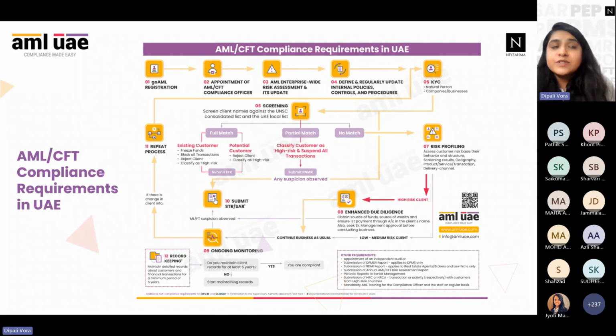In certain transactions that we enter into where high-risk jurisdictions are included, like North Korea, Iran, or Myanmar, we have to file a certain report called the HRC or HRCA report. That's the high-risk country activity report, high-risk country transaction. Then there is mandatory AML training. This is very important. The staff working in our organization needs to be trained on the AML CFT subject. This is one of the basic requirements for all of the DNFBPs which are operating in the UAE.